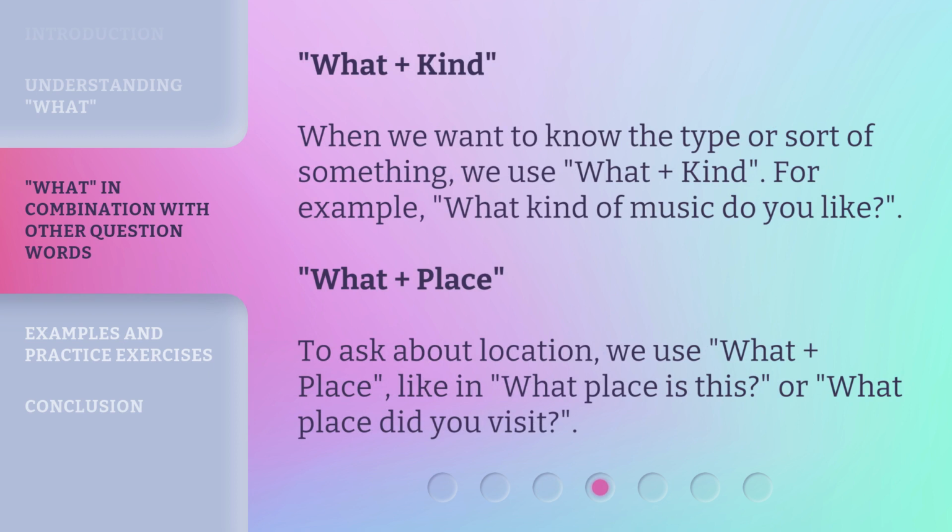What plus kind? When we want to know the type or sort of something, we use what plus kind. For example, what kind of music do you like? What plus place? To ask about location, we use what plus place. Like in, what place is this? Or, what place did you visit?